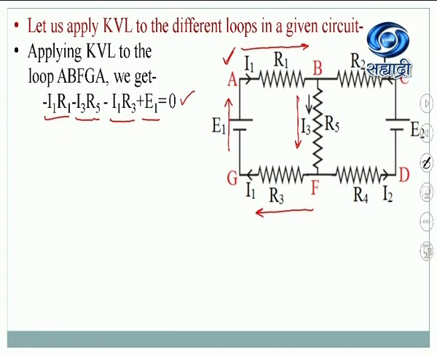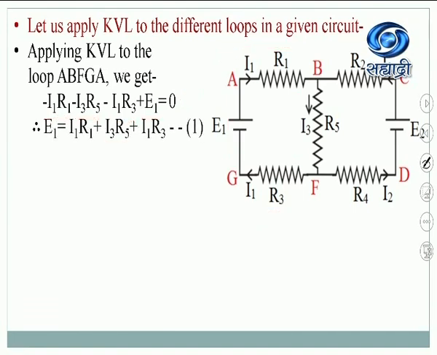And so we got this relation. From this again we can write, we get here E1 equal to minus I1 R1 plus I3 R5 plus I1 R3. Just we have rearranged the terms here. So this is equation 1.